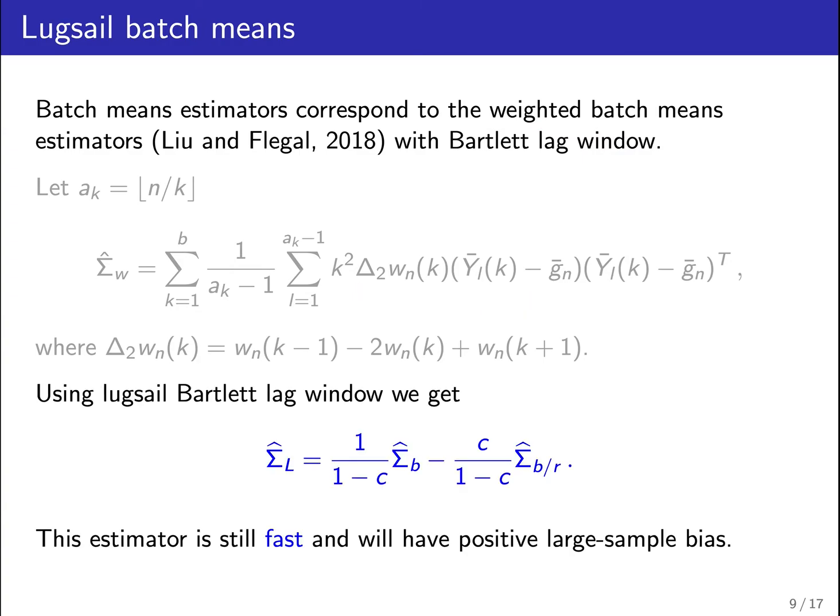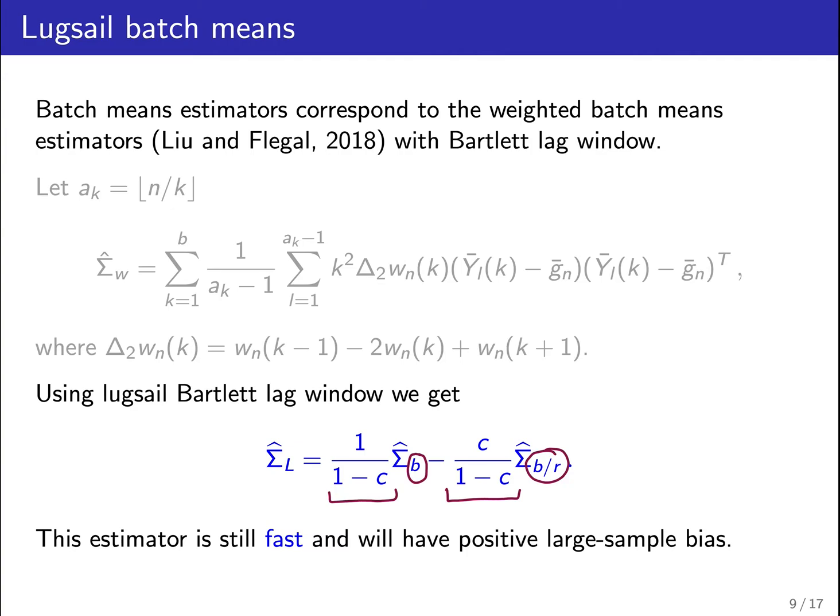And as it turns out, if we use a Lug-Sale-Bartlett lag window, so just the Bartlett lag window, but the linear combination, then we get our Lug-Sale-BM estimator, which is nothing but a linear combination of batch means estimators, one with batch size B and the other with batch size B over R, where R, remember, is a parameter that essentially tells you how high do you want to go above 1.